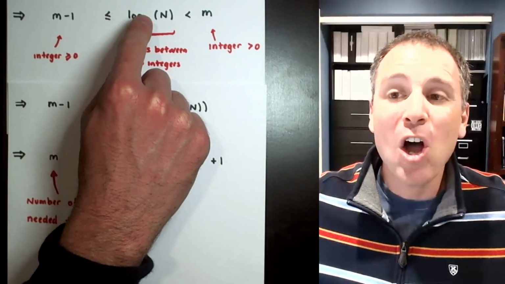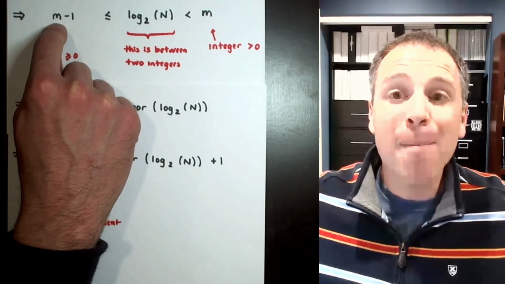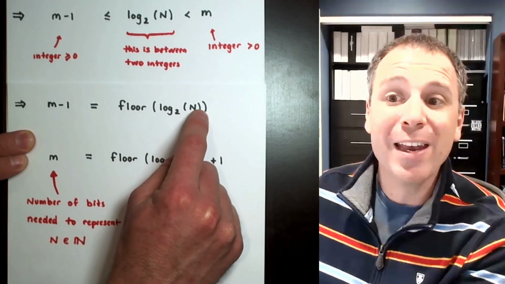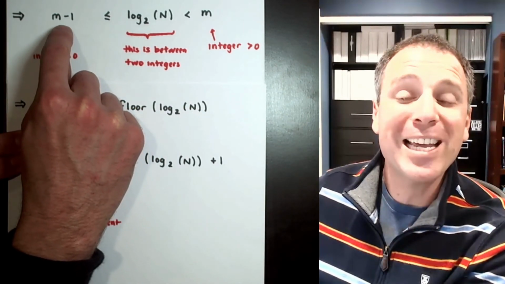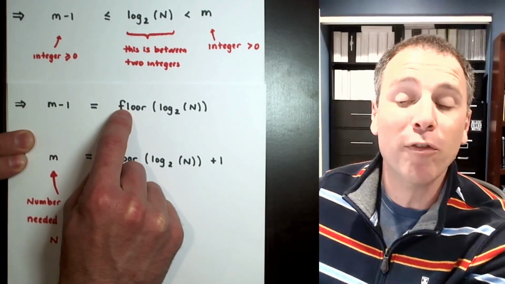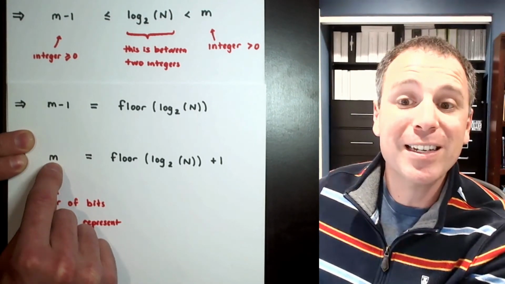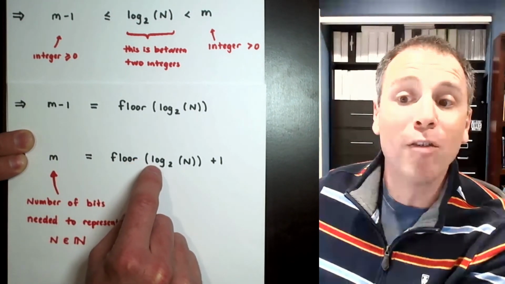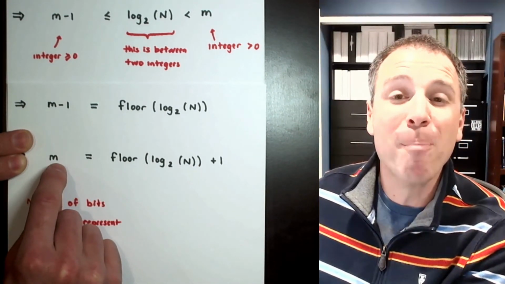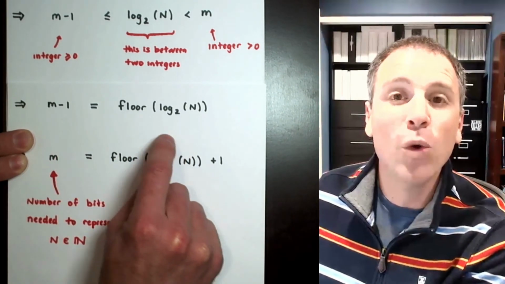The fact that log base 2 of capital N is between two integers and bounded below by m minus 1 immediately means when I take the floor function of log base 2 of n, that is going to be equal to the biggest integer that is less than that number always. So m minus 1 is equal to the floor of log base 2 of n. But that means that the number of binary bits can be written by the equation floor of log base 2 of n plus 1. So if I want to know the number of binary bits needed to represent an unsigned integer n, this formula will give me that number.